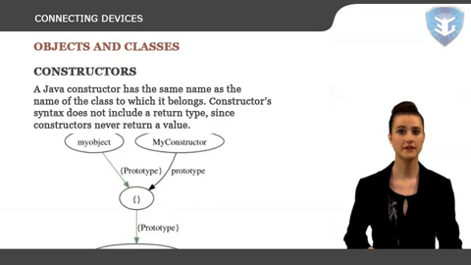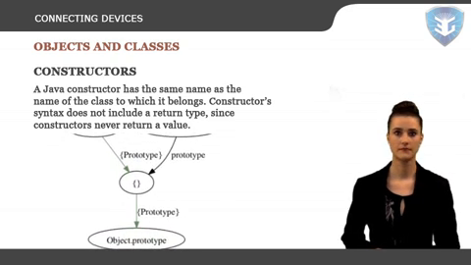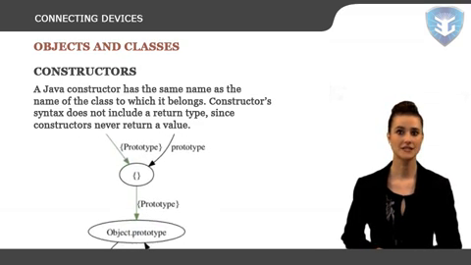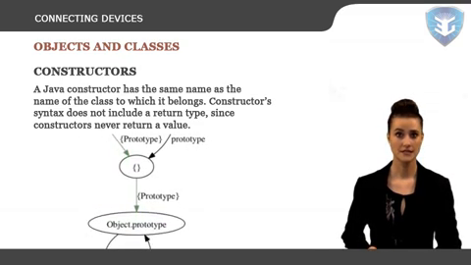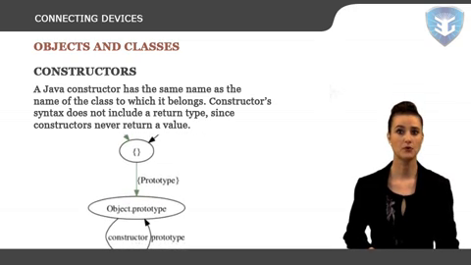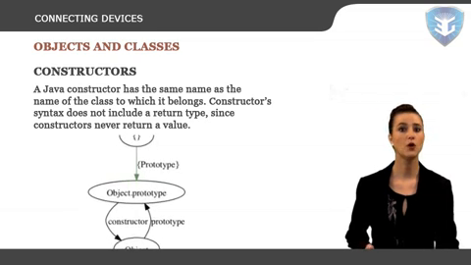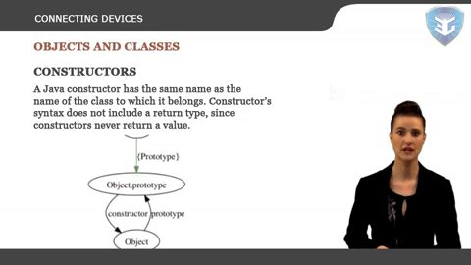Constructors. A Java constructor has the same name as the name of the class to which it belongs. Constructor syntax does not include a return type, since constructors never return a value. Constructors may include parameters of various types. When the constructor is invoked using the new operator, the types must match those that are specified in the constructor definition.